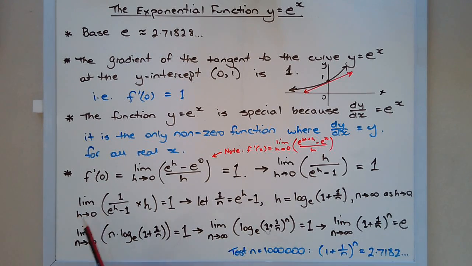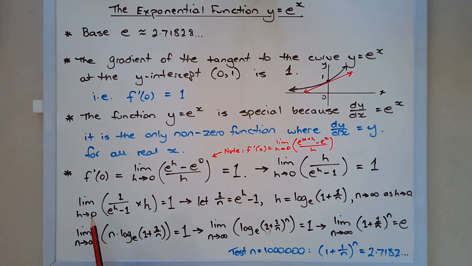So the limit as h approaches 0 of 1 over e to the power of h minus 1, multiplied by h, is equal to 1. Now if we let 1 on n equal e to the power of h minus 1, then h equals the log to base e of 1 plus 1 on n. What we're doing is eliminating the h and substituting in its place an equivalent expression in terms of n.